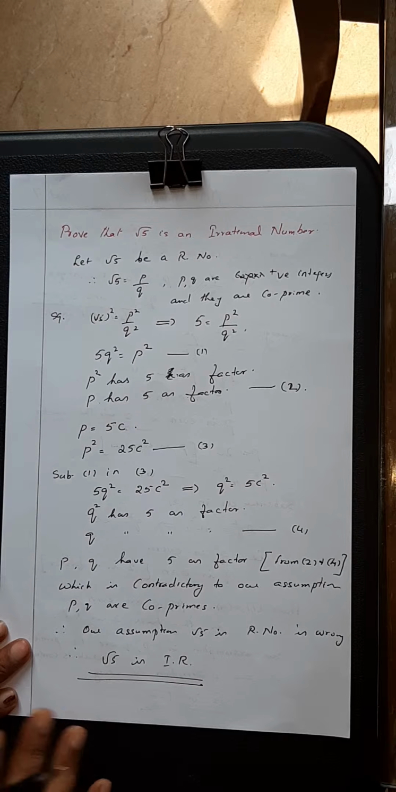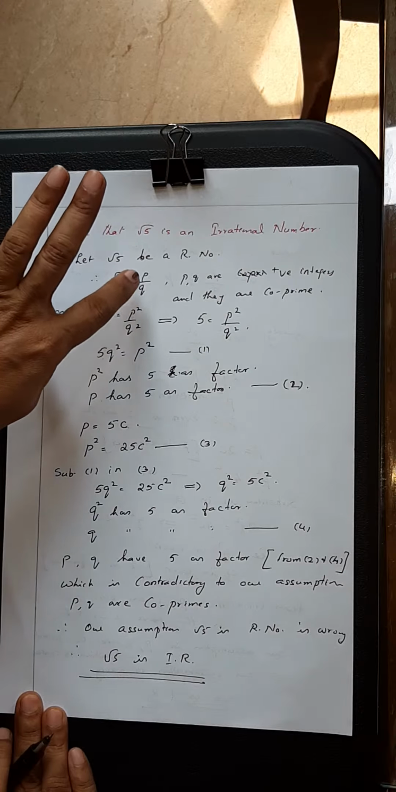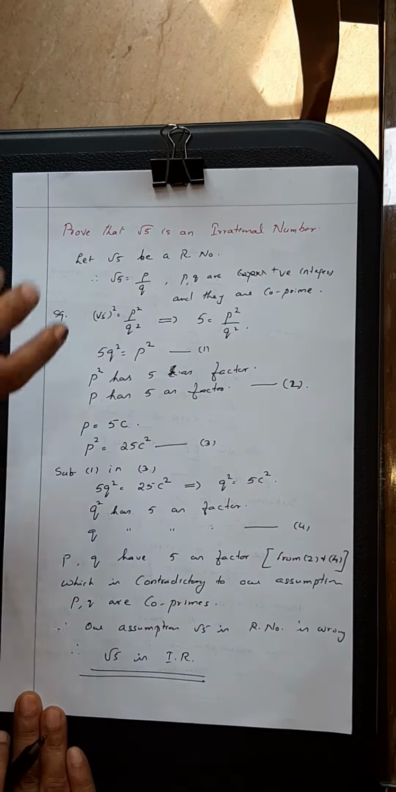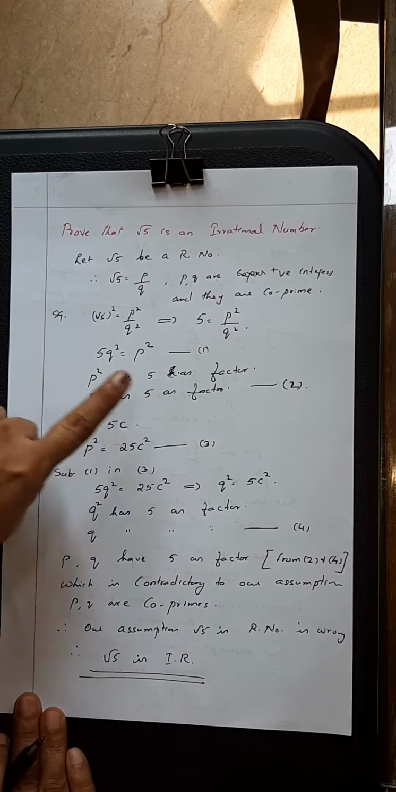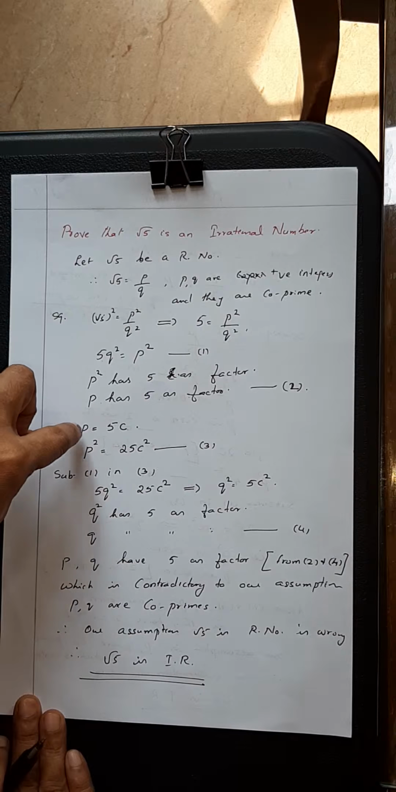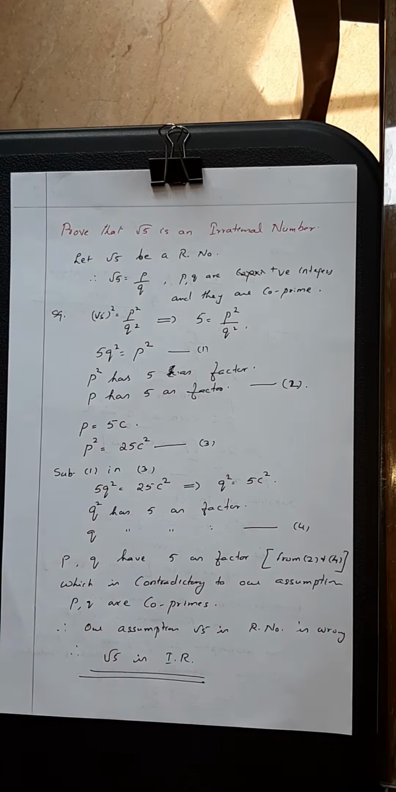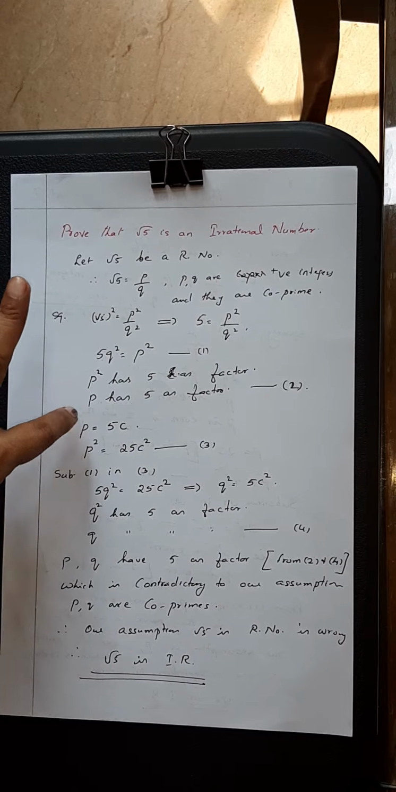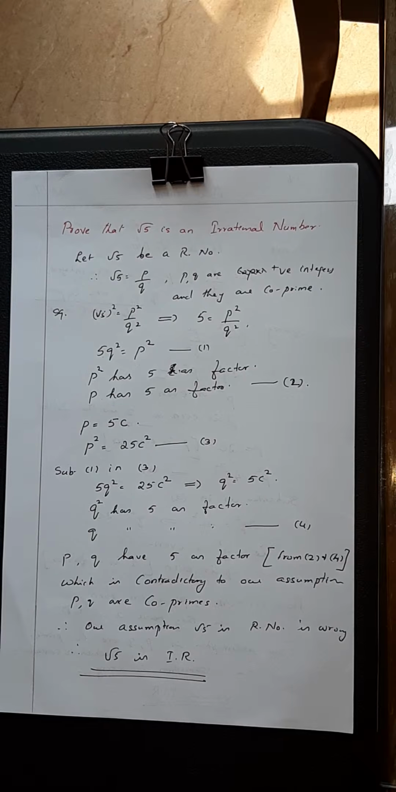The same method is what we did for root 2. First we take root 5 as p by q, and this is very important: you have to write that they are positive integers and they are co-prime. Square it, and then you say p squared has 5 as a factor, so p has 5 as a factor. Then you can write p as 5 times some other number. So p squared, then substitute that. Here we are trying to show that p and q have a common factor 5, and then proving that they are not co-prime.